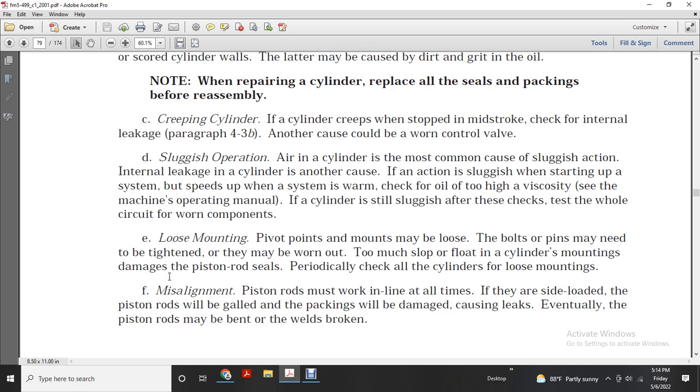E. Loose mounting. Pivot points and mounts may be loose. The bolts and pins may need to be tightened. They may be worn out, leaving too much slop or float in the cylinder's mountings, which can damage the piston rod seals. Periodically check all cylinders for loose mountings. F. Misalignment. Piston rods must work in line at all times. If they are side loaded, piston rods may be galled and packing damaged, causing leaks. Eventually, the piston rods may be bent or welds broken.